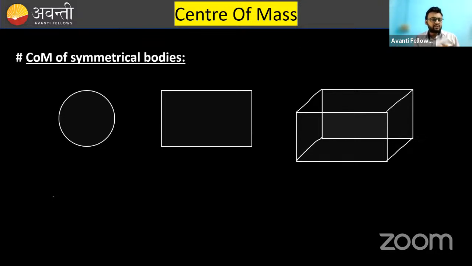Now there are some special things. The center of mass of some symmetrical bodies can be remembered very easily. Some symmetrical bodies, like a ring, have mass uniformly distributed. These symmetrical bodies have their center of mass at their geometrical center.